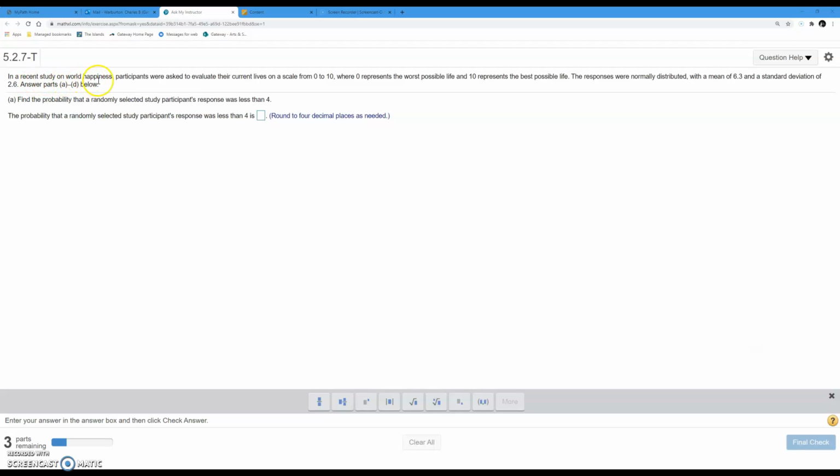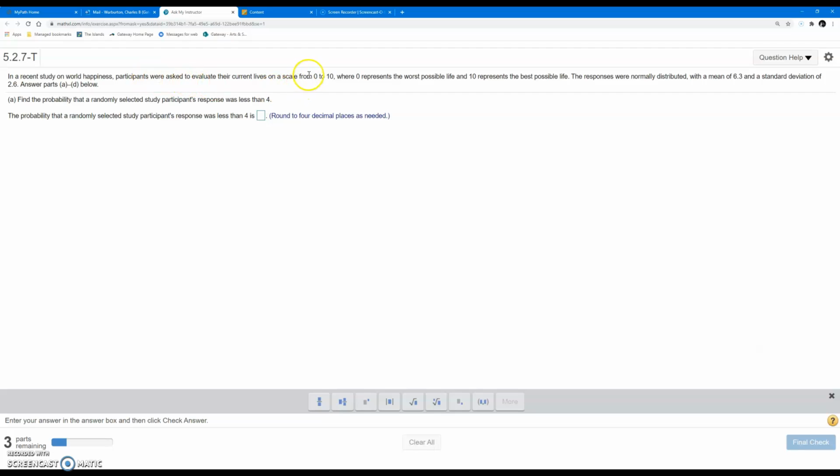In a recent study on world happiness, participants were asked to evaluate their current lives on a scale from 0 to 10, where 0 represents the worst possible life, 10 represents the best possible life. The responses had a normal distribution. When we talk about continuous distributions, things that are measurable, the one that we need to pay most attention to is the normal distribution, which is a type of continuous distribution. In this case, we have a normal distribution with a mean of 6.3 and a standard deviation of 2.6.